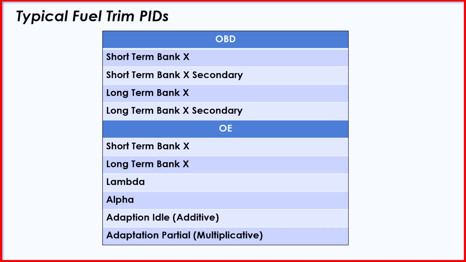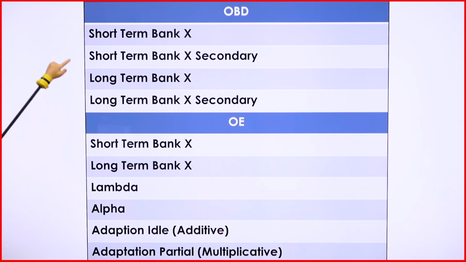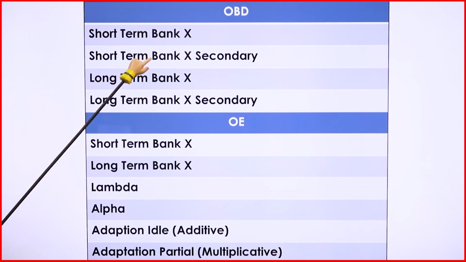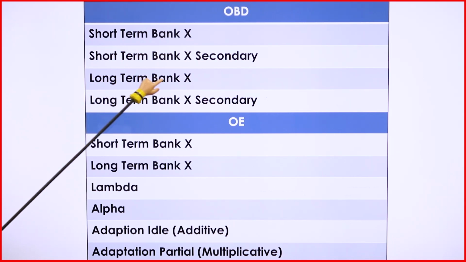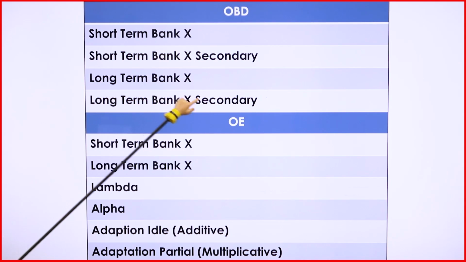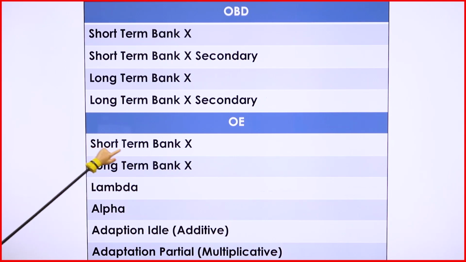Now, different manufacturers at different times are going to use different terms on these things. And so if we look at just generic OBD information as mandated by the Society of Automotive Engineers, we're going to have short term, let's say bank 1 or bank 2, short term bank 1 or 2 secondary, and then we're going to have long-term and long-term secondary. Now, many technicians are familiar with using OE scan data, and so quite often we're going to see short-term, long-term.